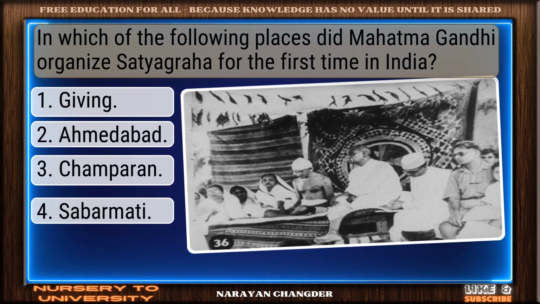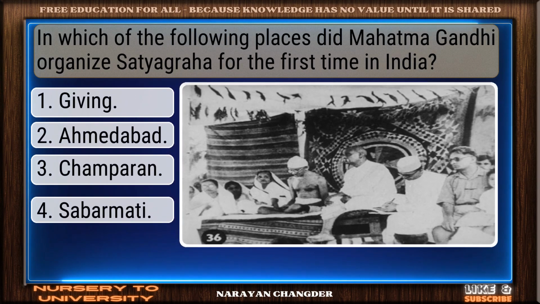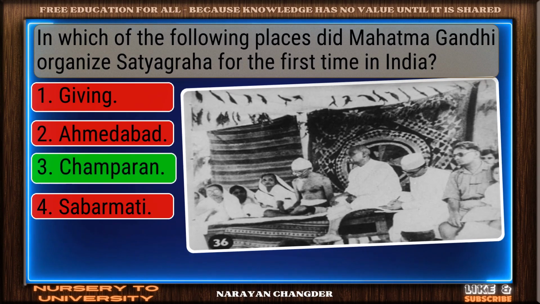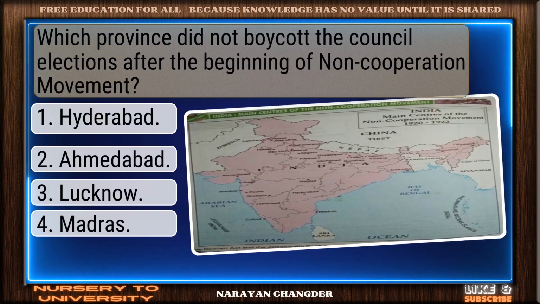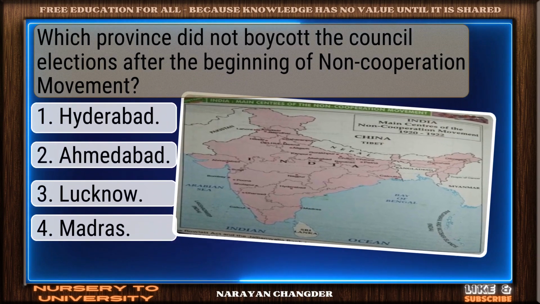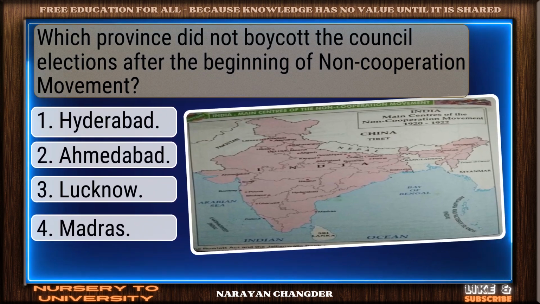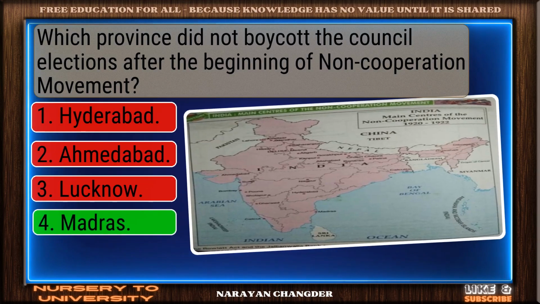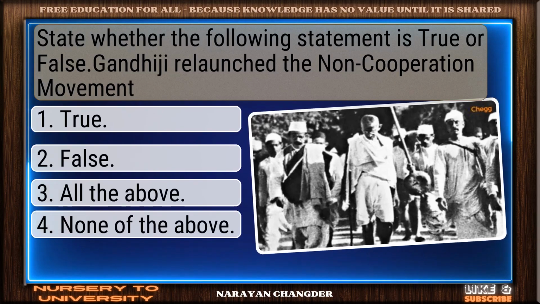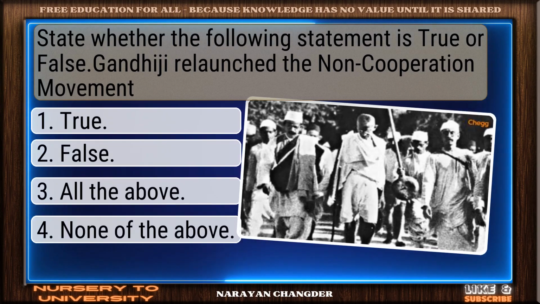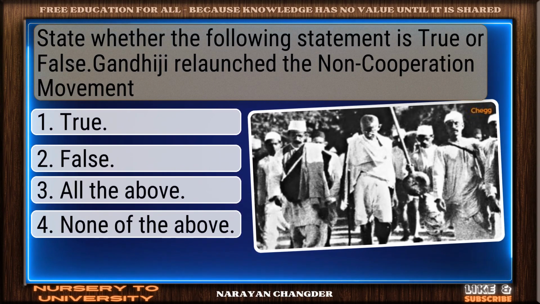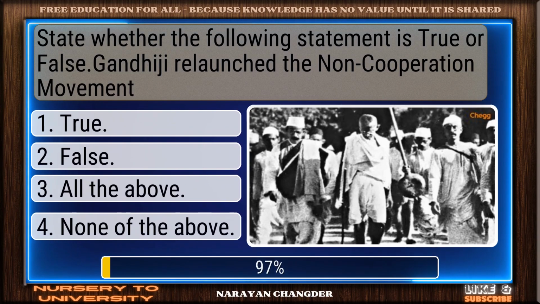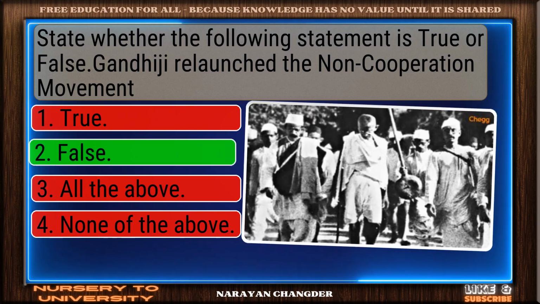In which of the following places did Mahatma Gandhi organize Satyagraha for the first time in India? Nice work. Champaran fits perfectly. Which province did not boycott the council elections after the beginning of the non-cooperation movement? Well reasoned. Madras is correct. State whether the following statement is true or false. Gandhiji relaunched the non-cooperation movement. Right choice. False is best.